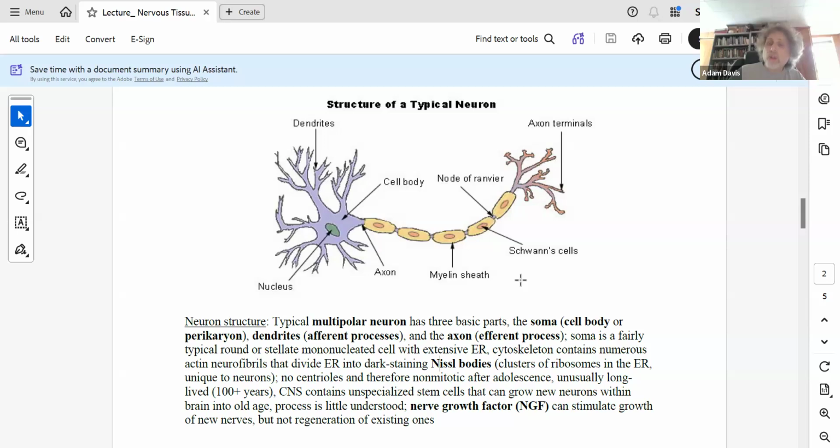Axons can be quite long. The axon of a single neuron can be up to 2 meters in length. So it can originate from one part of the body and then stretch all the way to the brain, even if it starts down in your foot.